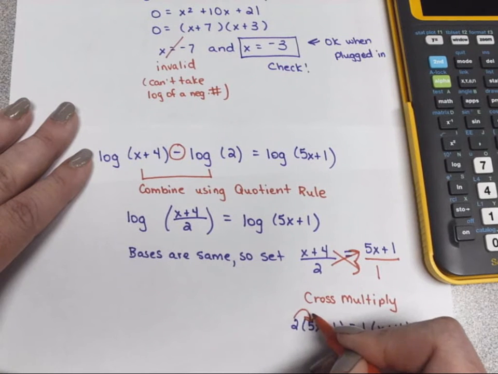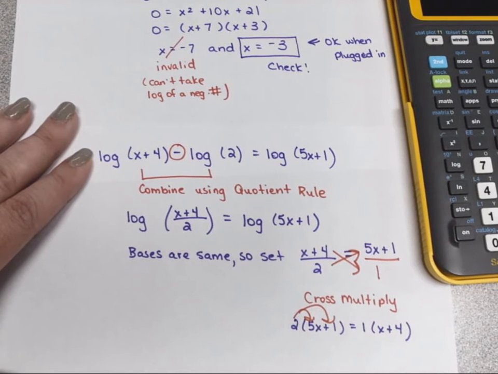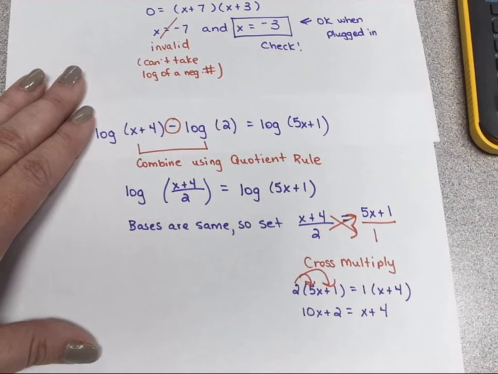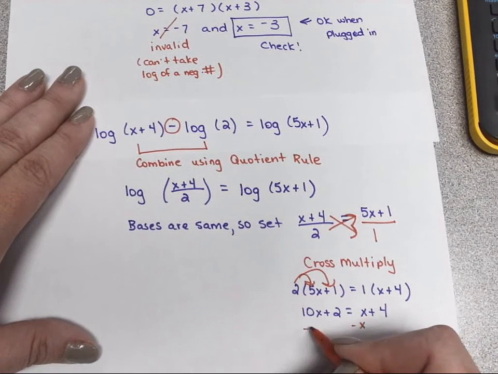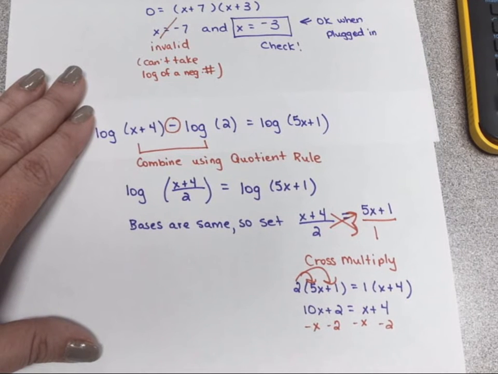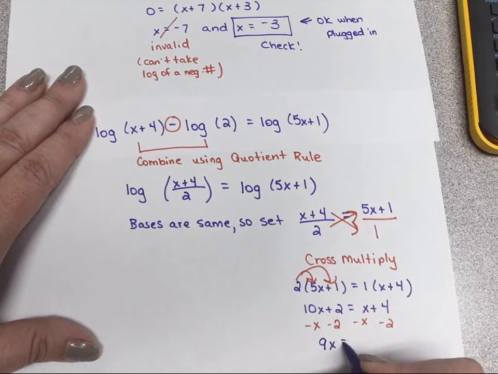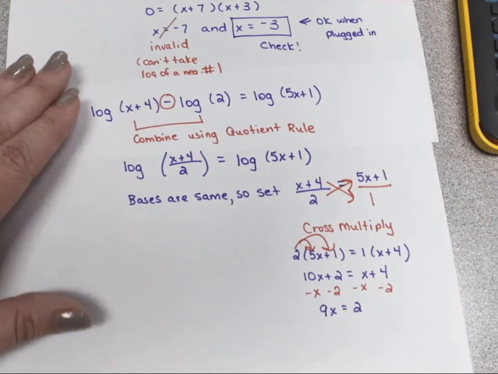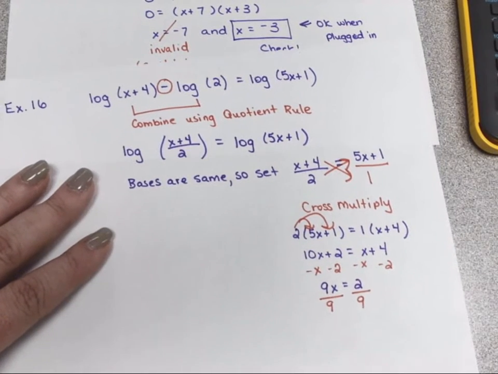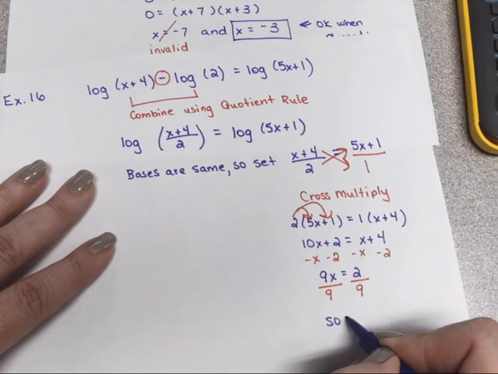Make sure you use the distributive property here, although here you don't have to, right? 1 times something is just itself. So we get 10x plus 2 equals x plus 4. And then we're almost there. We just need to find out what x is. So we'll subtract x from both sides. We'll move the 2 over to the other side. So it's going to give us 9x equals 2. So then divide both sides by 9 if we want to know what x is. So x is 2/9.